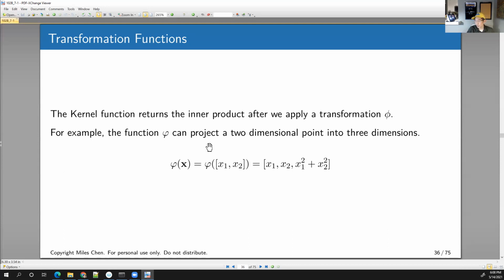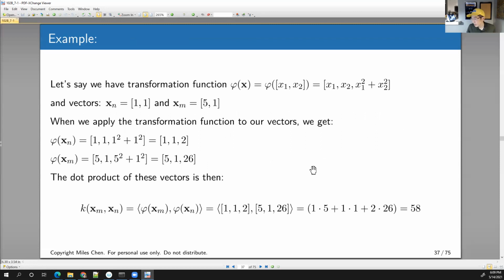Okay, so one example function here is we're going to take a two-dimensional point. So x exists in two dimensions. It's an x1 and an x2. And we're going to transform it into 3 dimensions. Okay, and the transformation is very simple. We'll preserve x1, we'll preserve x2, but the third dimension is going to be x1 squared plus x2 squared.